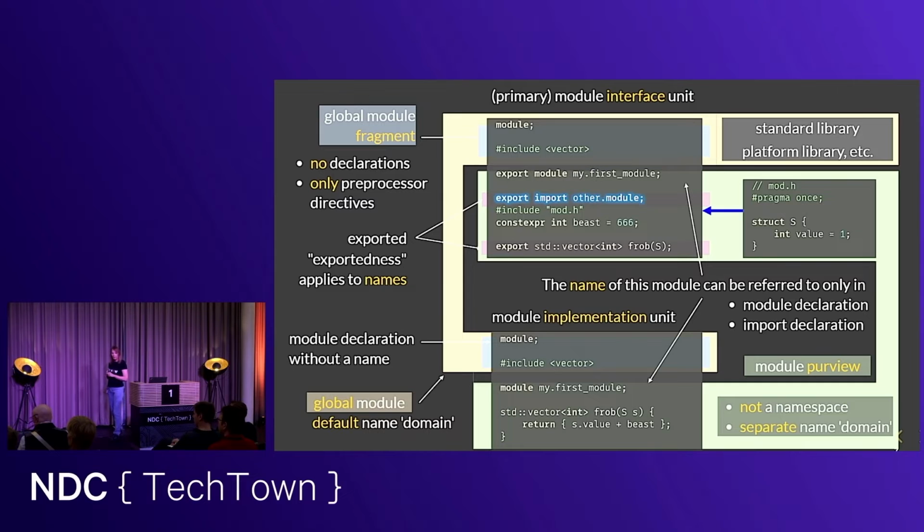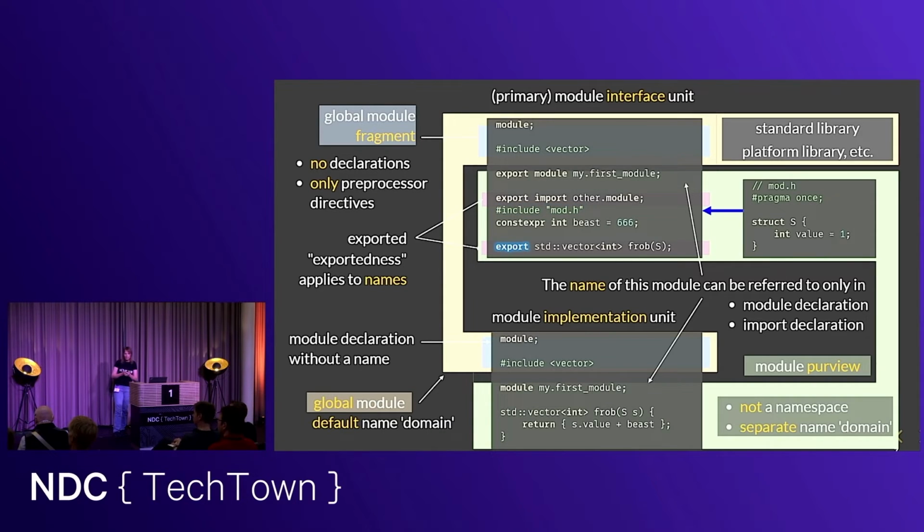You can import foreign modules into your own module. For example, you want to use entities from there in your own interface. Or you can also make them part of your own module by re-exporting the foreign module. And you still can include header files in here. But please be aware, we are in the module purview. So the contents of this header file become an integral part of the module itself. You can't use the same header within a module and outside of a module. That would designate different entities.